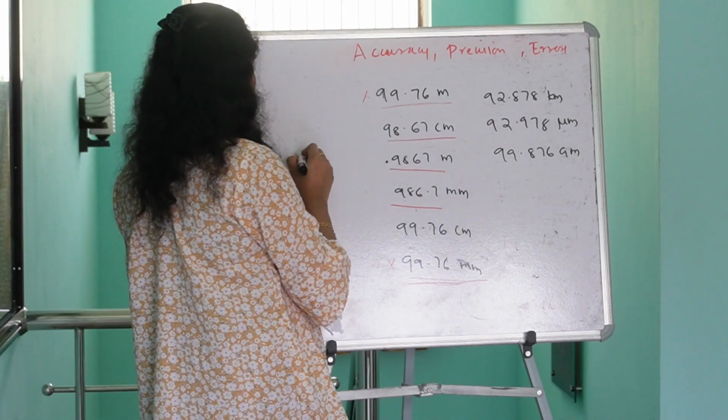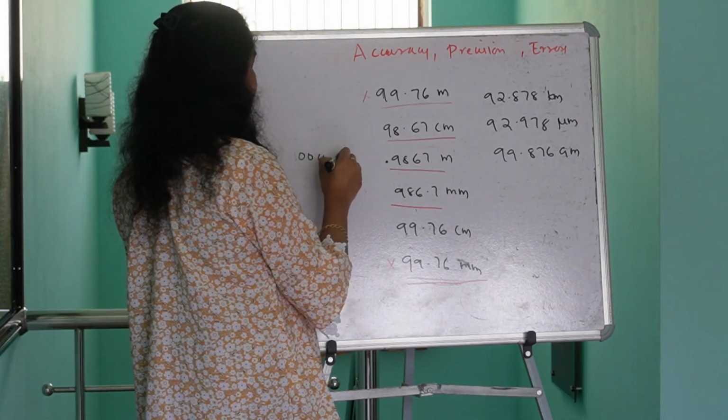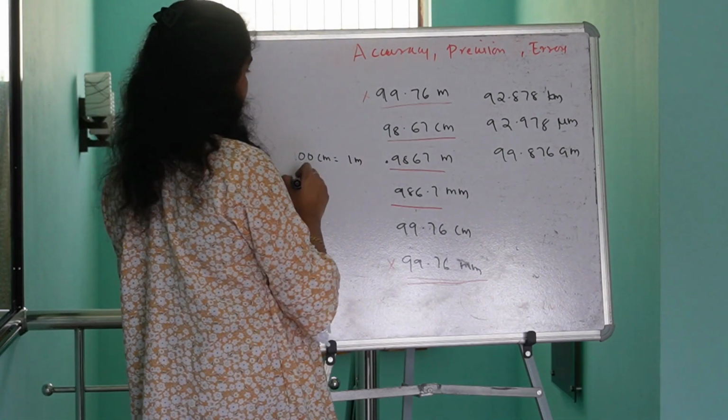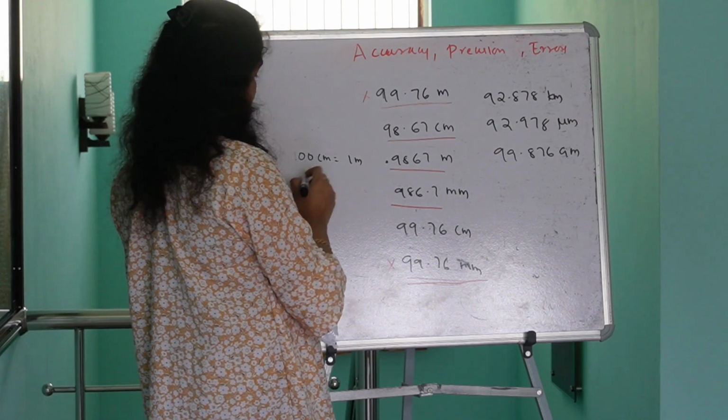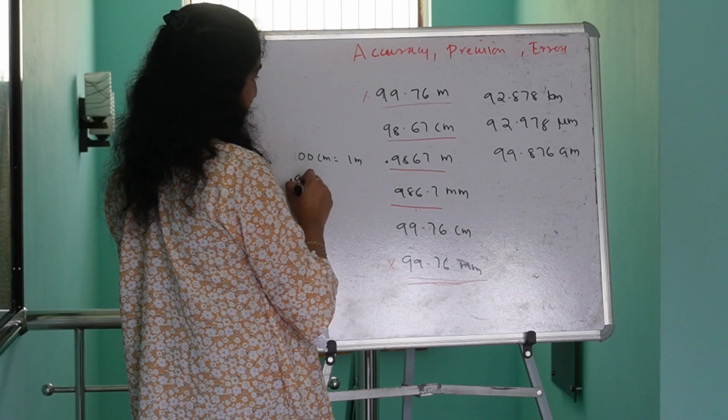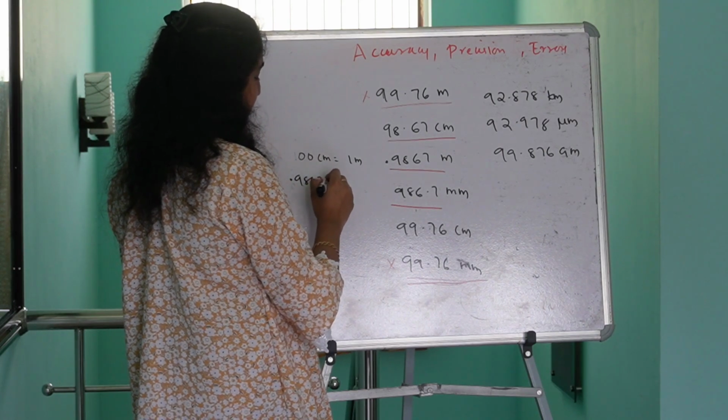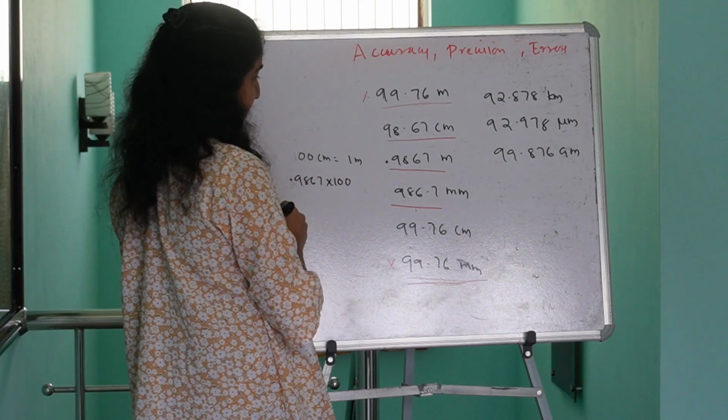I know 100 centimeter is equal to 1 meter. So what is 0.9867 meter in centimeter? Simply multiply by 100.